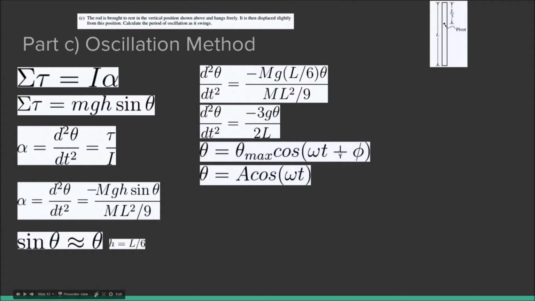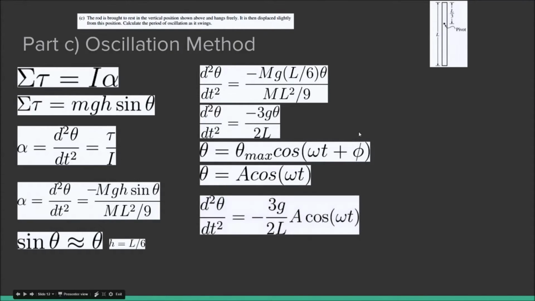We also know that theta is equal to theta max times the cosine of omega t plus phi, which we can replace theta max with A for amplitude. And we know that there's no phase angle here, so we can just make that 0. And we say that theta is equal to A cosine omega t. And we can take this theta and plug it into our previous equation. And we end up with this: the second derivative of theta is equal to negative 3g over 2L A cosine omega t.